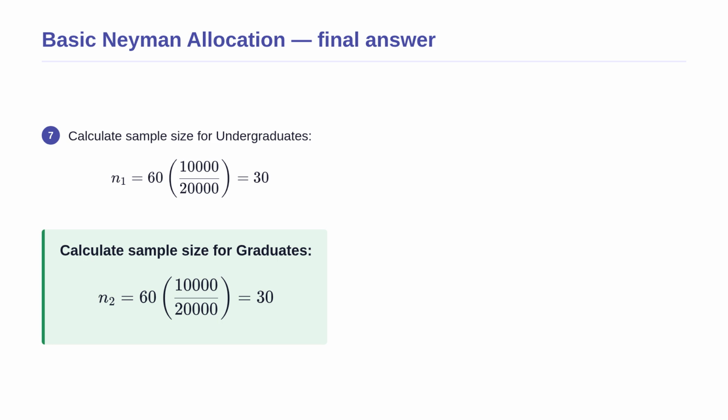Physically, this result tells us that even though the graduates outnumber the undergraduates 2 to 1, we should sample them equally because the undergraduates are so much more unpredictable and diverse that they require extra attention to measure accurately.